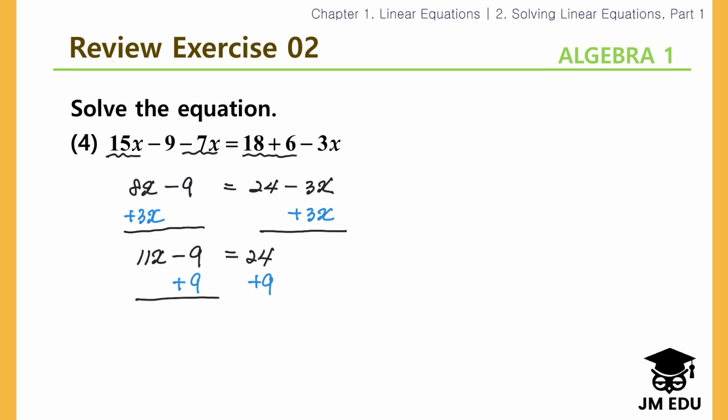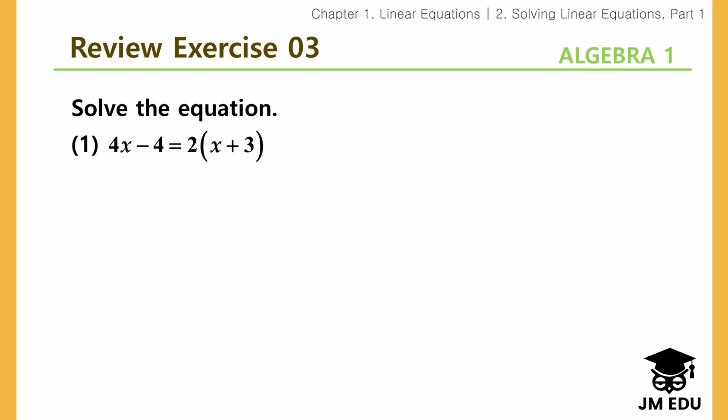So on the left hand side, only 11x will be left. On the right hand side, 24 plus 9 is 33, right? Now, finally, divide by 11 to find the solution for x. So x is 3.